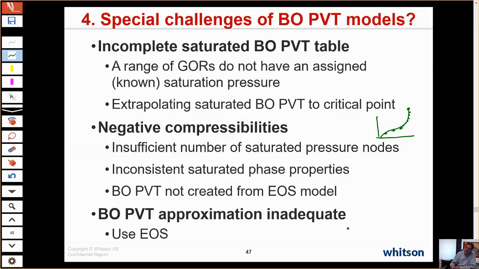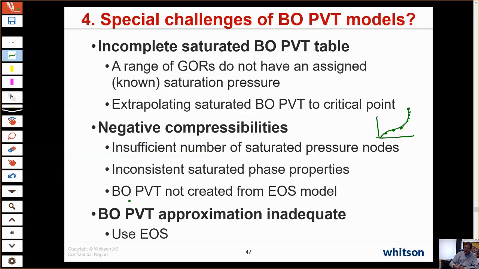I'm sorry, inconsistent saturated phase properties. What that would mean is that you've got initial gas cap and initial oil. You create your saturated gas properties by depleting the gas cap composition to get all the gas properties, and you deplete the oil composition separately to get all the oil properties. The only time they're truly in equilibrium is at the initial GOC conditions. After that, they're not really in equilibrium. That will also potentially give you negative compressibilities.